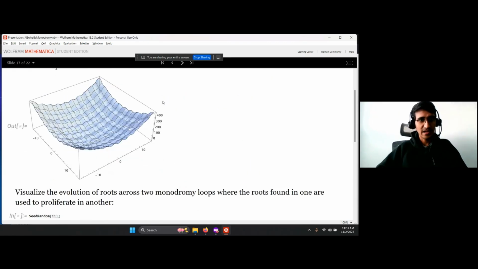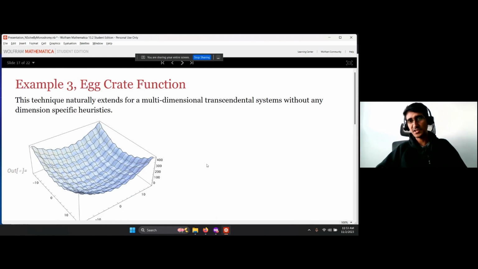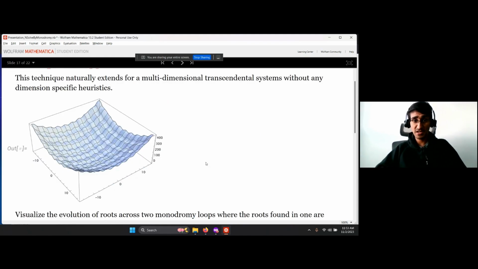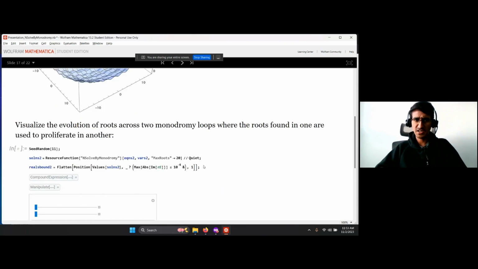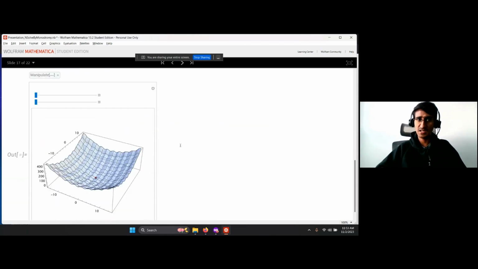And it also extends naturally to transcendental systems. That's one of the selling points of this, because you are not constructing any start system. You can actually do this to find roots or stationary points of multidimensional systems. Let's see how this is. I hope this works.